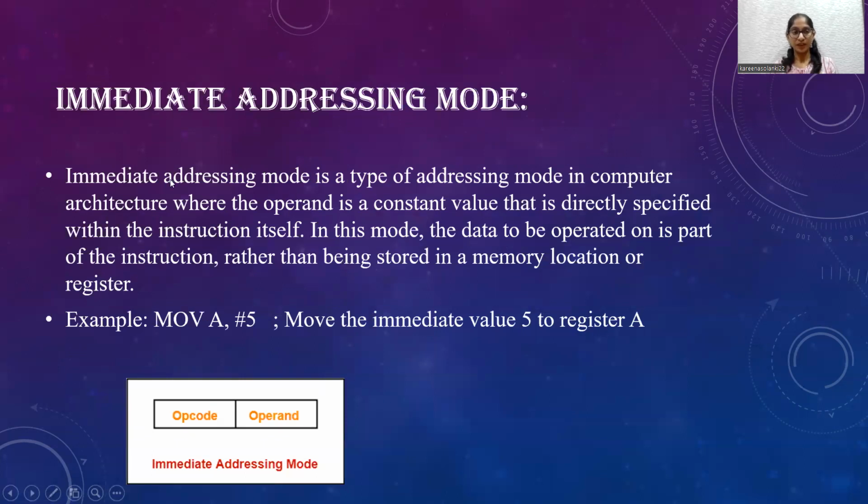Immediate addressing mode. In immediate addressing mode, the operand is a constant value that is directly specified within the instruction itself. In this mode, the data to be operated on is a part of the instruction itself, rather than being stored in a memory location or a register. For example, MOVE A, #5, where we move the immediate value 5 to the register A. And here we use opcode and operand for immediate addressing mode.